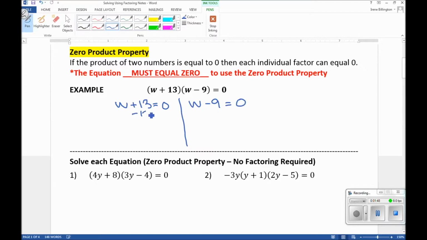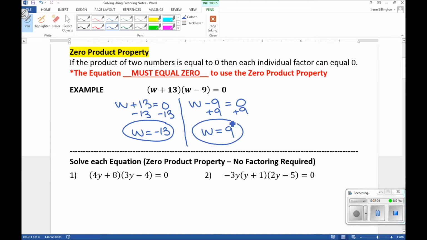I will solve by subtracting 13. So my first solution is w equals negative 13. And for my second solution, I'll add 9. And my second solution is w equals 9. So this equation had 2 solutions, negative 13 and 9.